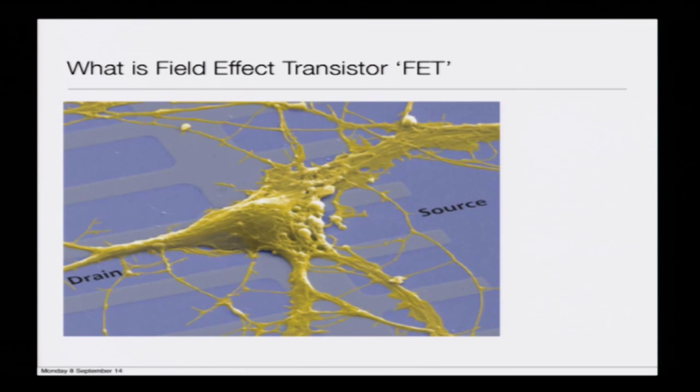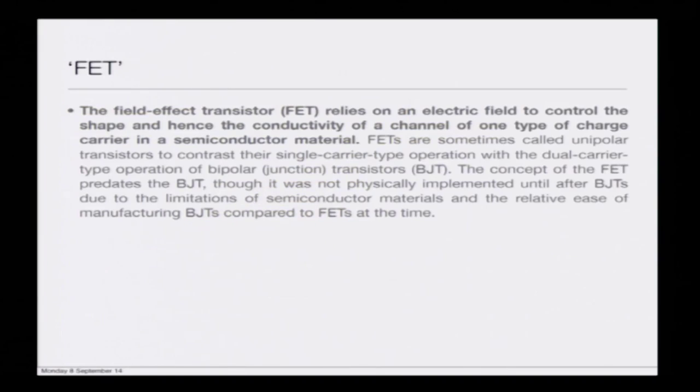Now comes the question: what are field effect transistors? Let us try to understand what a FET is, which is in short called FET. The field effect transistor relies on, and this is what I have highlighted as most important for you to understand, an electric field to control the shape and hence the conductivity of a channel of one type of charge carrier in a semiconductor material. This is the key point, and the key word is electric field. If there is a change in the electric field, it changes the signal.